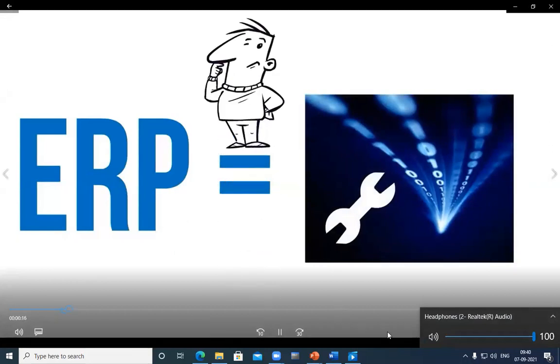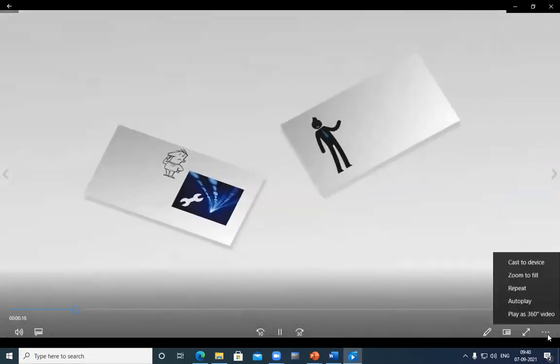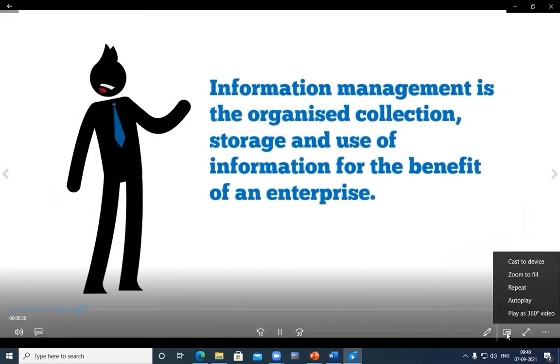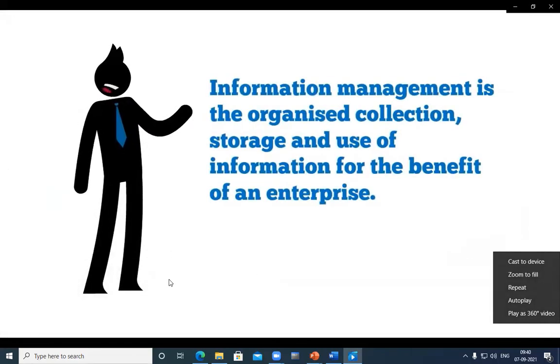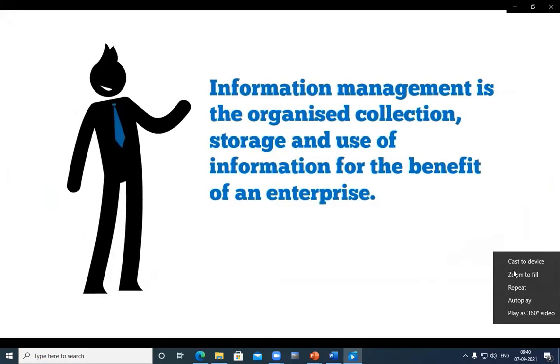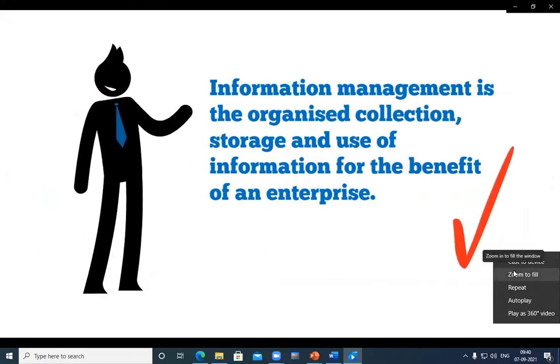So what is managing information all about? Here's a definition we like. Information management is the organized collection, storage, and use of information for the benefit of an enterprise.